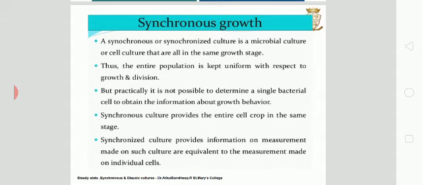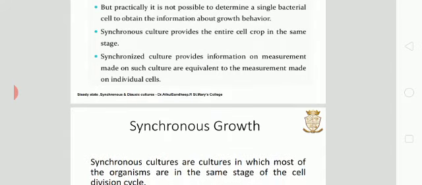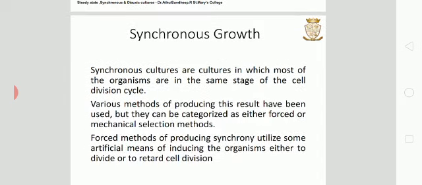But practically, it is not possible to study single bacterial cells to obtain information about growth behavior. Synchronous culture provides the entire cell crop in the same stage. Measurements made on such a synchronized culture are equivalent to measurements made on individual cells. Now we discuss synchronous growth in detail.